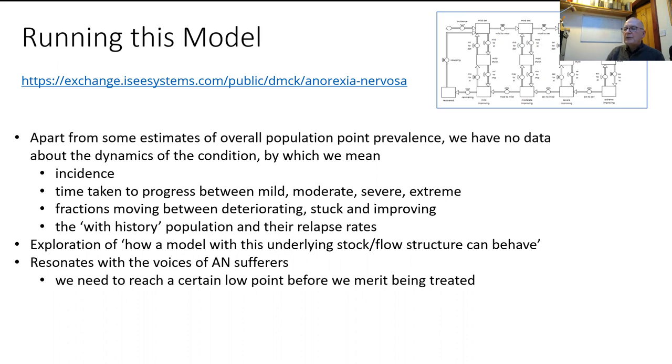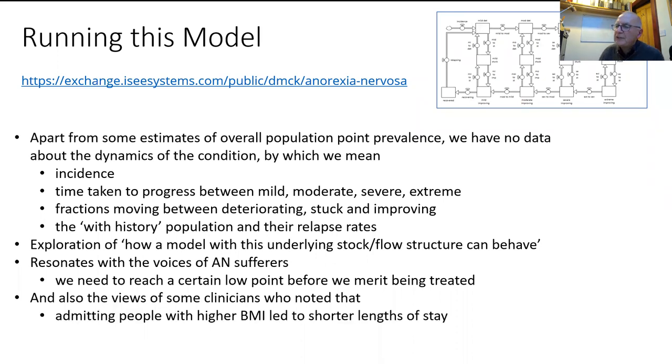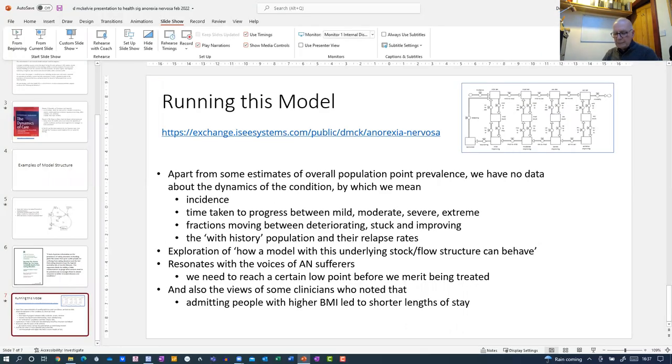We actually used an earlier version of this model with people who have anorexia, who made comments like, as I mentioned before, that they need to reach a certain low point before they merit being treated. And also the views of some clinicians who noted that admitting people to treatment with a higher BMI led to shorter lengths of stay, which seems kind of obvious, but sometimes you need a model to help you with that.